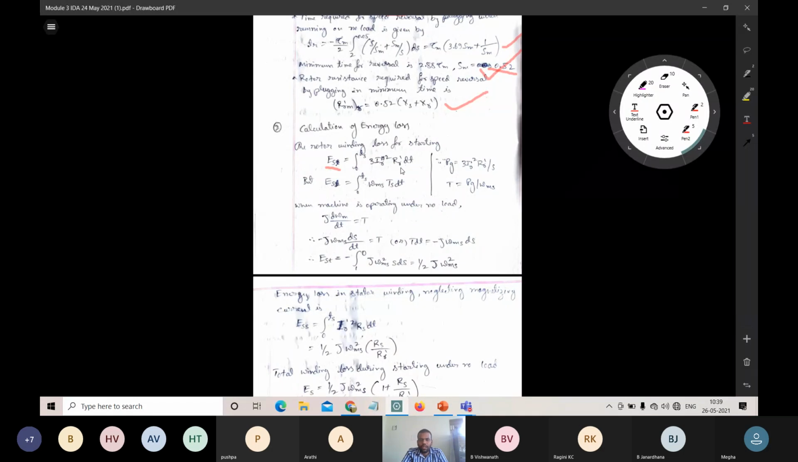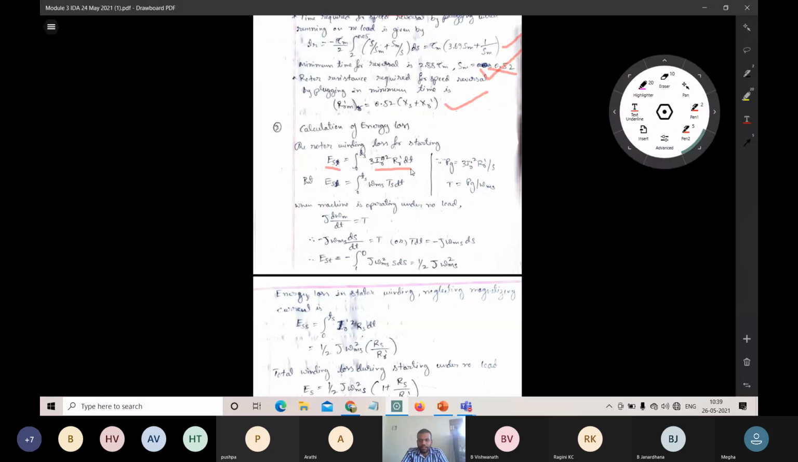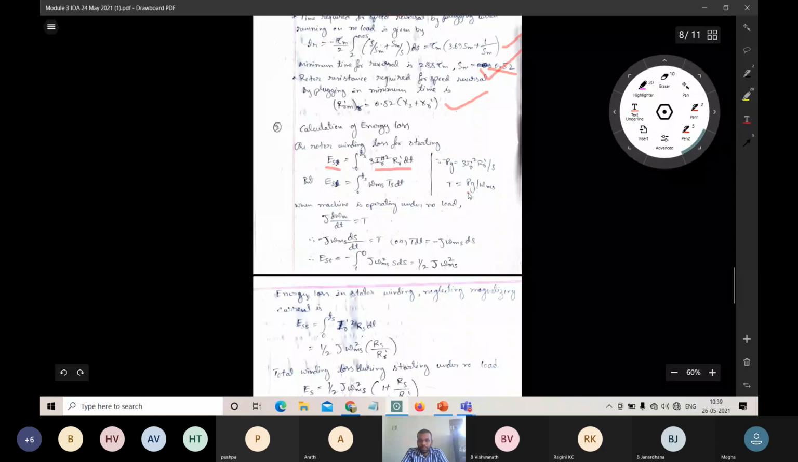But we know that EST, the energy at the time of starting, is given by the integration from 0 to Ts of omega ms Ts dt. How did we get this omega ms? Just resubstitute here. We know the torque equation, Pg by omega ms. Substituting Pg here gives 3IR dash square RR dash by S divided by omega ms. So I am resubstituting here.